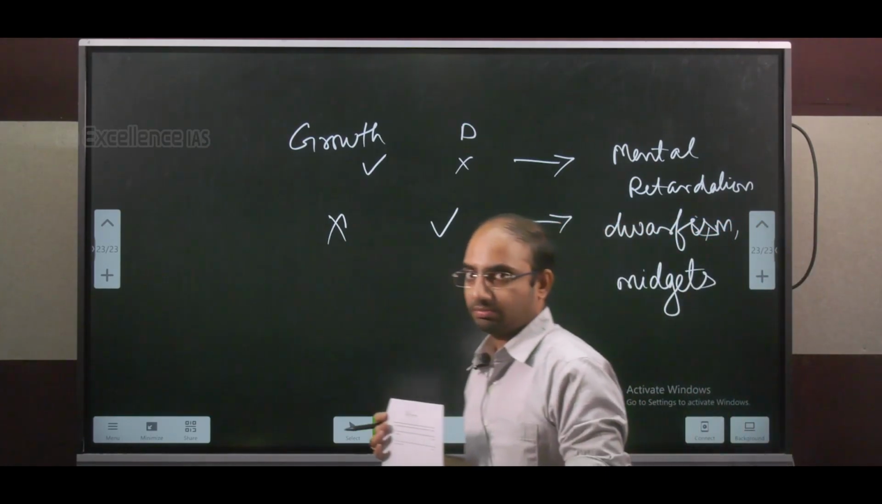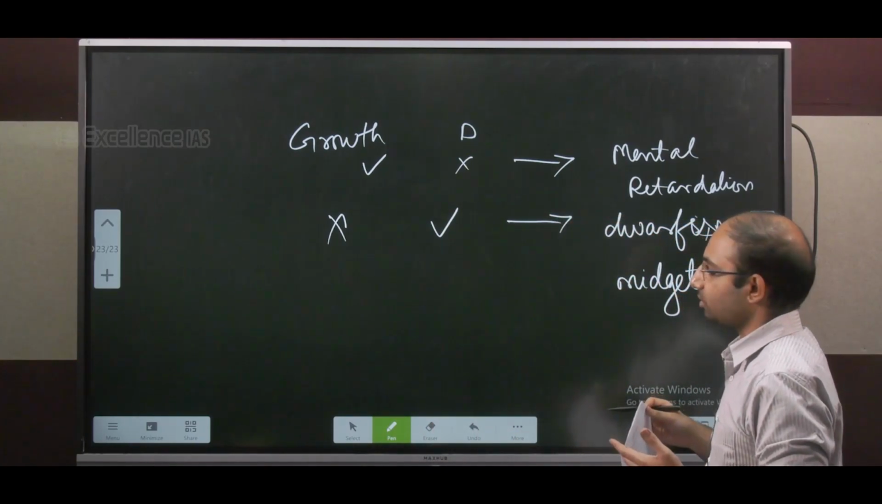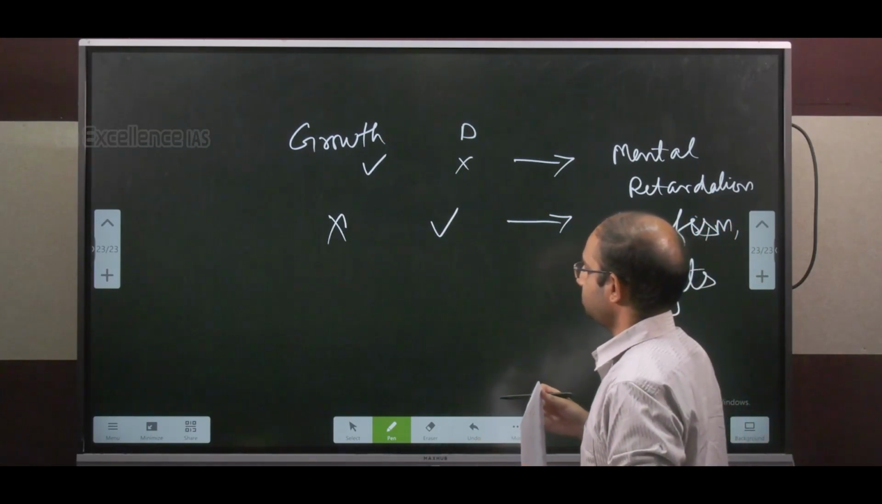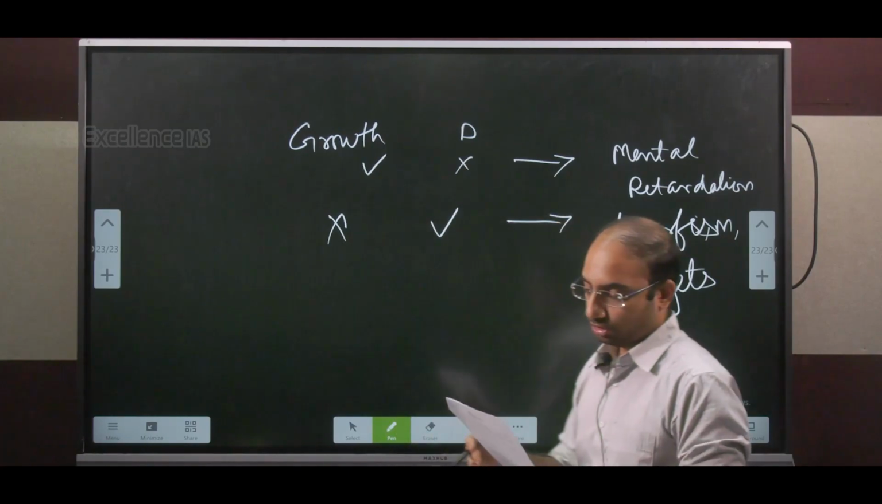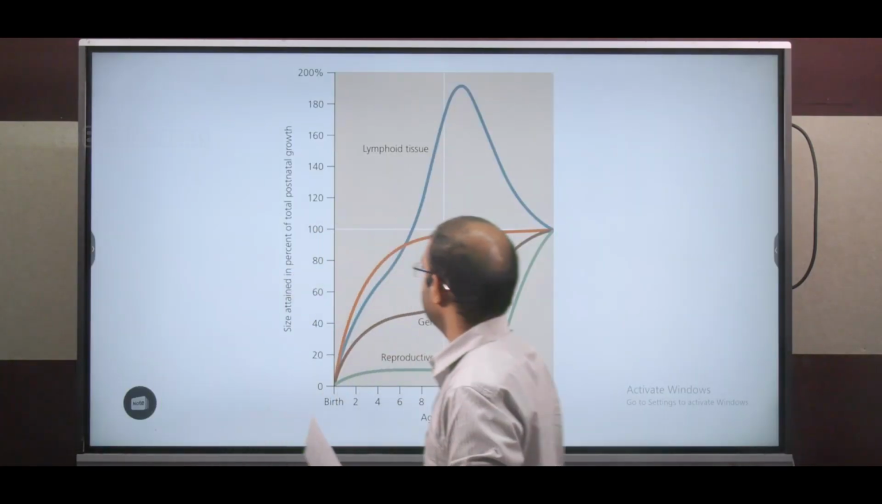The body is very short, but they look very normal. They have normal cognitive functions. They also have normal reproductive functions. This is an example of having development without so-called growth. So discuss these two and then draw these growth curves.